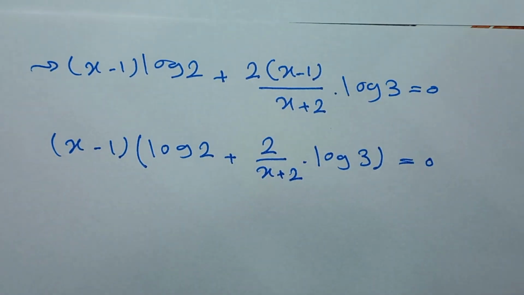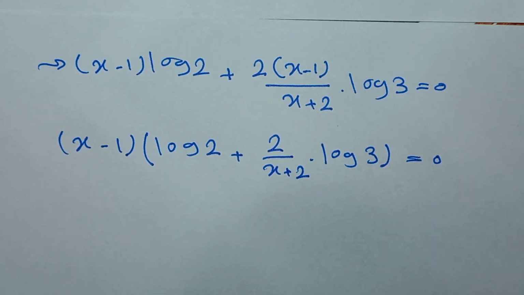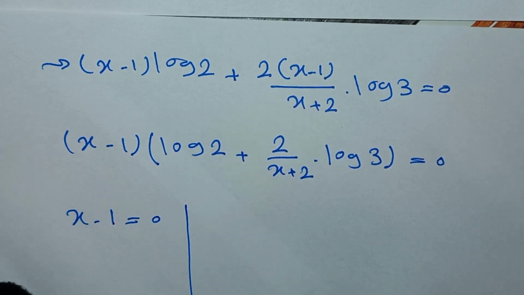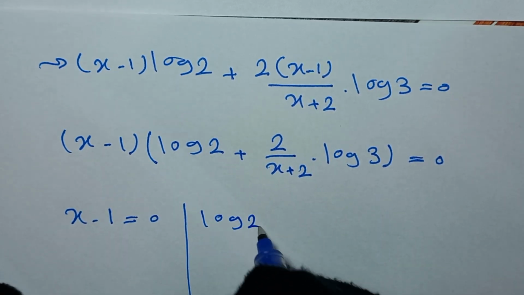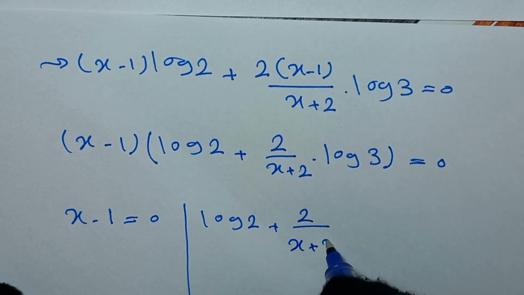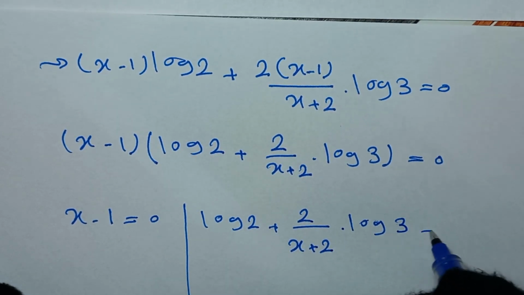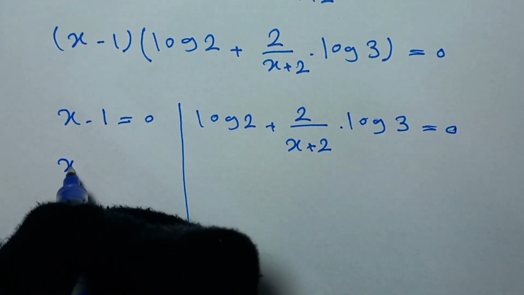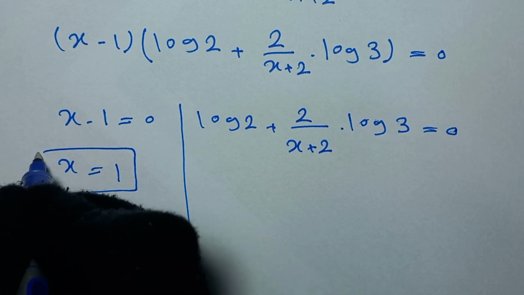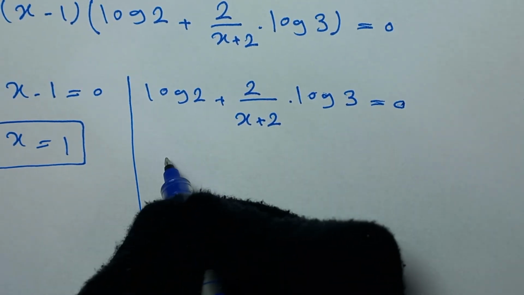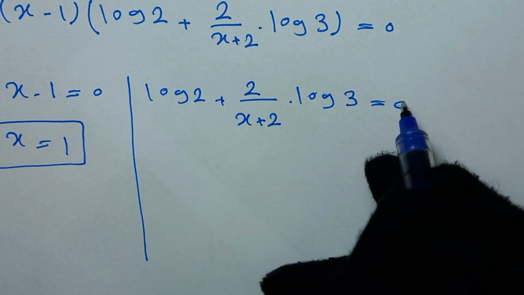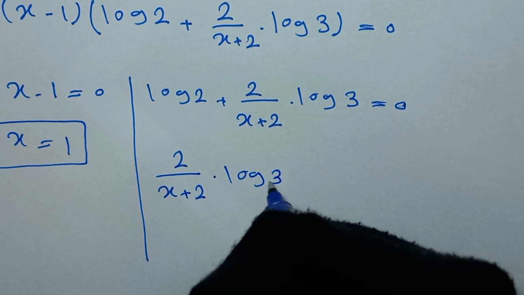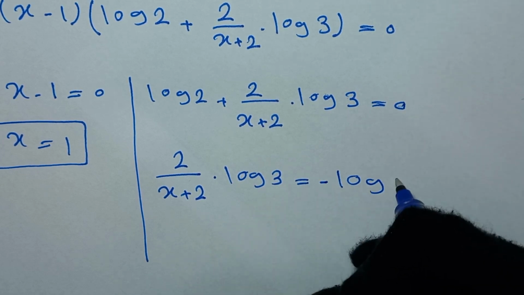And here, this times this is 0, so we have two solutions. x minus 1 is equal to 0, or log of 2 plus 2 over x plus 2 times log of 3 is equal to 0. And here we take this 1 to this side, and it will be x is equal to 1. And here, we take this log of 2 to this side, and it will be 2 over x plus 2 times log of 3 is equal to negative log of 2.